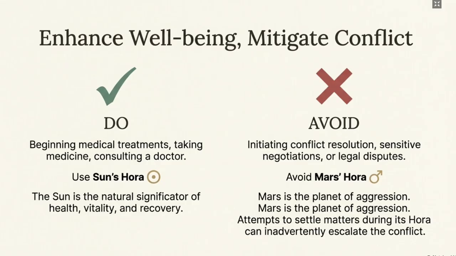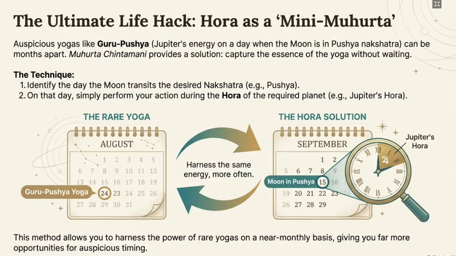And it also gives us the answer to why the weekdays are sequenced as they are, like Sunday, Monday, Tuesday, Wednesday, why they are sequenced like that only. So these are all as per the horas.